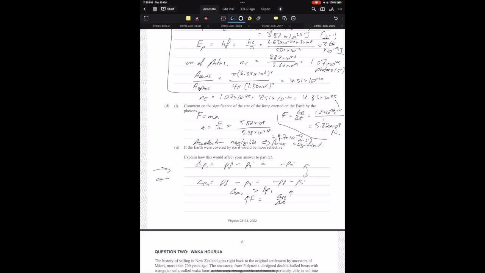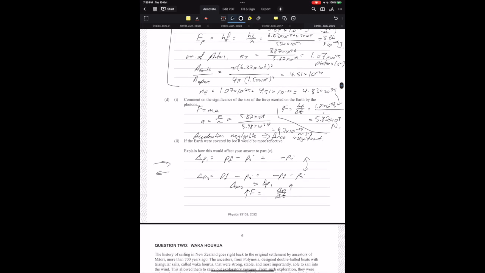Now, what's important to state, and what should help you get outstanding marks, is that the force here is still insignificant. The momentum change of the photon can only be so great, and that would only cause the force to increase by small factors. Nothing too significant that would cause this force to become orders of magnitude higher. And so the acceleration would still be negligible, and so the force is still insignificant despite the fact that it increased.